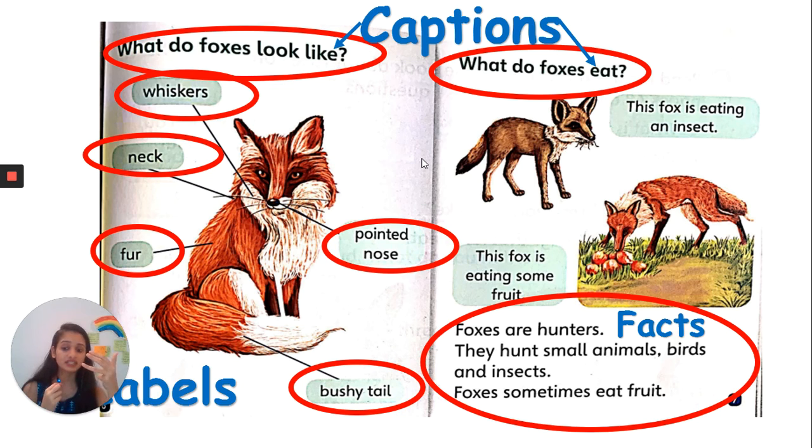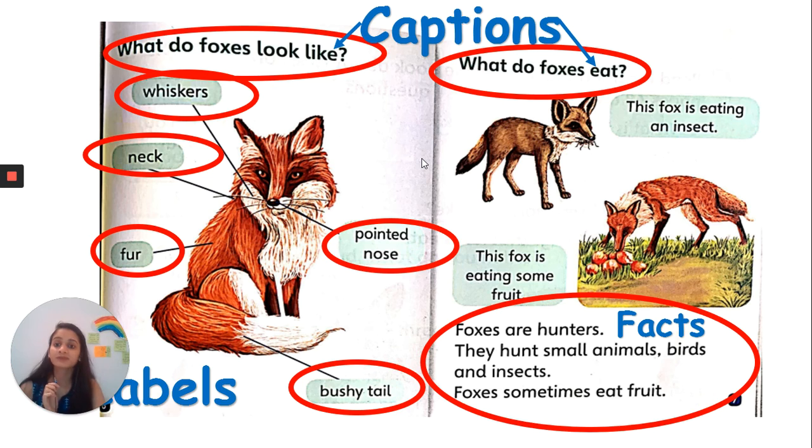The fourth are the small tiny things that tell us more about a picture. Labels. Good job. Say labels, everybody. Good job. And the last one are real sentences or real things that are stated in the book. They're called facts. So a non-fiction will have facts. Will a story have facts? No. It's just made up, right? Now we are done here, okay? You need to know the parts of a non-fiction text.